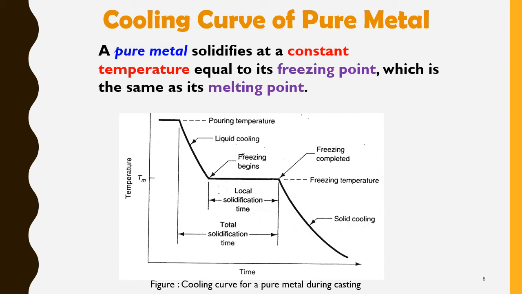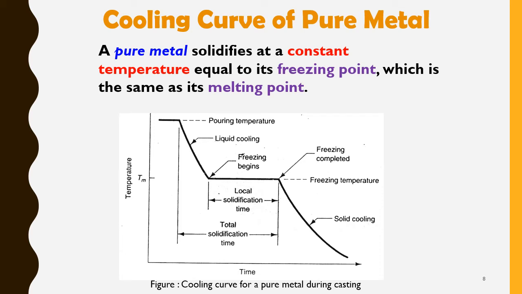Still have the same pouring time, and then still have the liquid cooling time, and the freezing begins over here. The same temperature until the freezing is complete. Then it goes down to the solid cooling. So from the pouring time to the freezing complete is the total solidification time, and from the freezing begin to the freezing complete is the local solidification time. So for the cooling of pure metal, the freezing begin and freezing complete is a straight line.